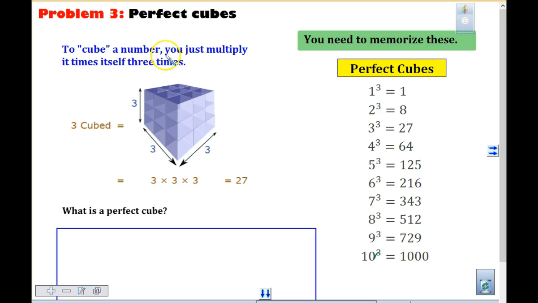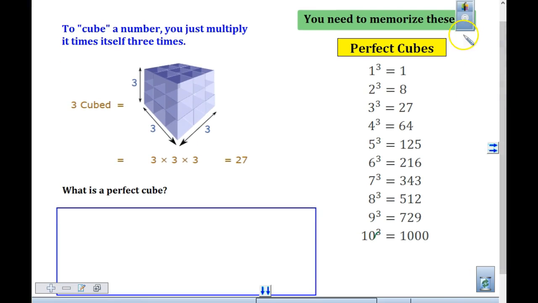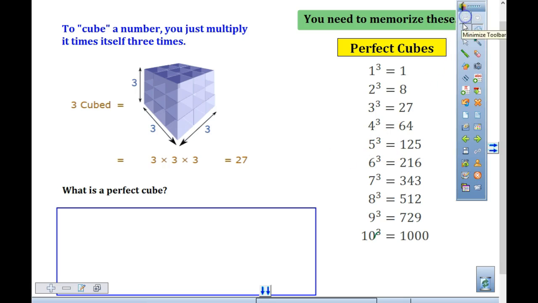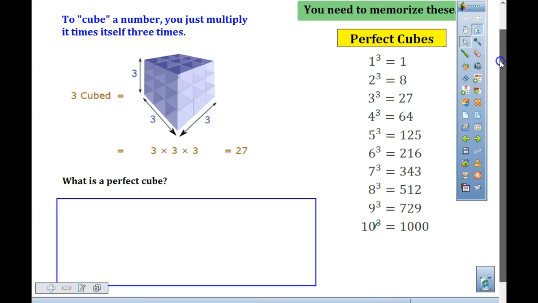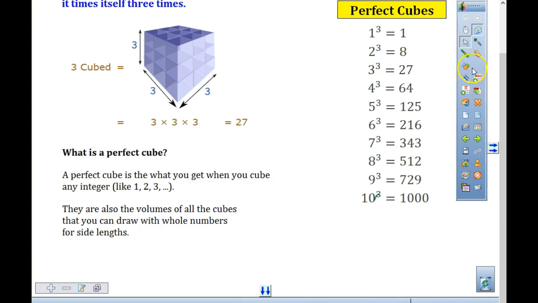So if we look at this one, it says to cube a number, you multiply it by itself 3 times. 3 cubed is 27. If I wanted to answer the question, what is a perfect cube? A perfect cube, this is what I would like you to write down, please, in that box that you're looking at. And I'm going to show you their writing because it's a little neater than mine that we have in our notes. A perfect cube, again, no fractions or decimals. Please write this now. A perfect cube is what you get when you cube any integer.